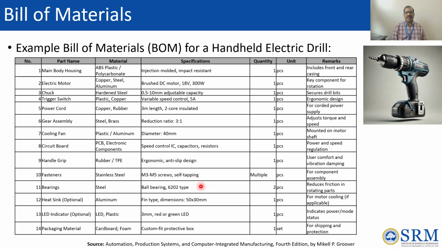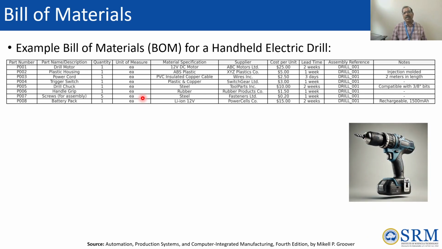M3, M5 is the metric thread and its sizes, how many numbers are needed, and the bearing: how many bearings, what type of bearing, and for what purpose. The bearing reduces the friction in the rotating parts. So these are some examples of a bill of material, and we can get a clear idea about the bill of material.